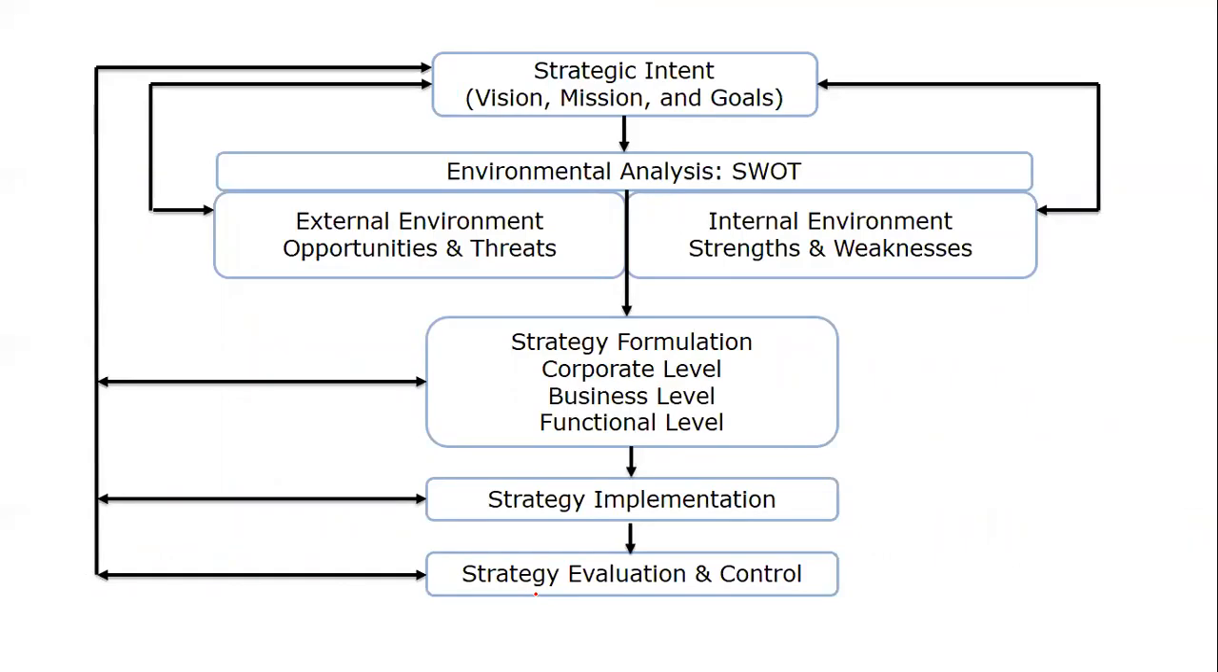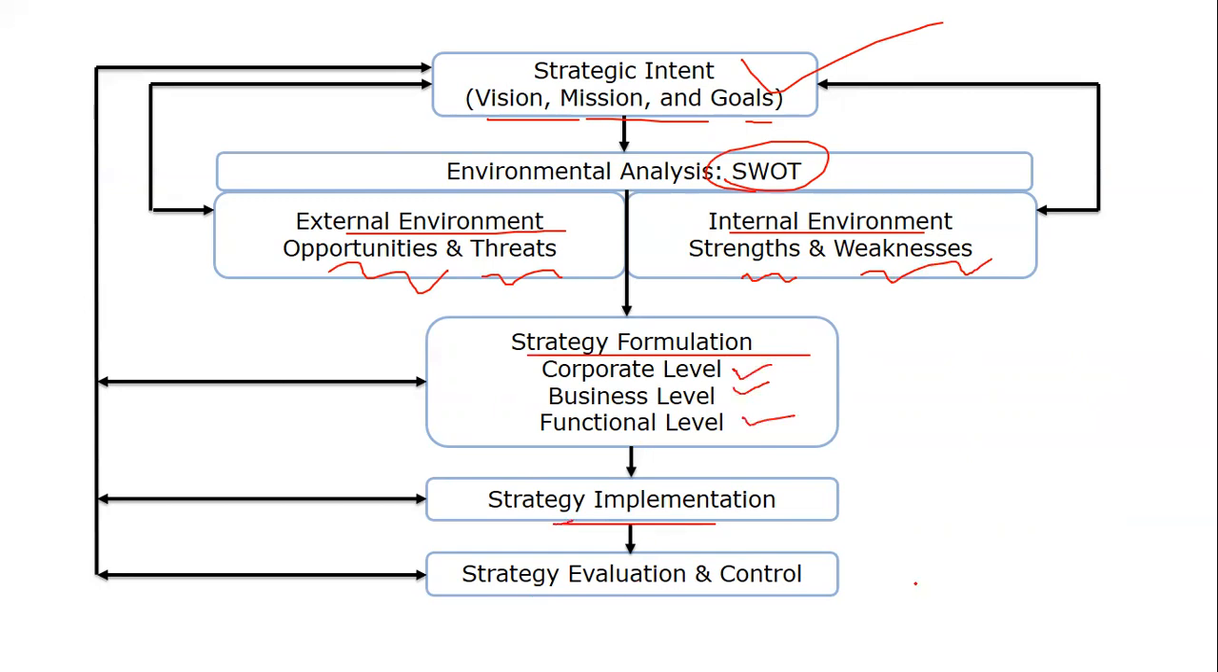This is the process in which strategic management can be looked at. We have a strategic intent, which talks about the vision, mission, and goals. We have the environmental analysis in the form of SWOT analysis, that is external as well as internal. External talks about opportunities and threats, whereas internal talks about strengths and weaknesses. Then we have formulation, which is done at the corporate level, business level, and functional level, after which it is implemented and then evaluated. Depending upon the evaluation, control measures are taken into consideration.